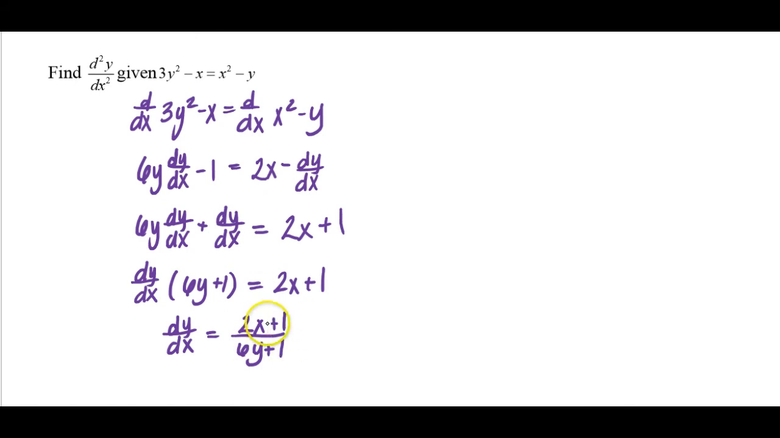Alright, that was the first derivative. We were interested in finding the second derivative, so we're going to have to take the derivative one more time. So what that's going to look like is we're taking the derivative with respect to x of the left side, so dy dx, and we're taking the derivative with respect to x of the right side, 2x plus 1 over 6y plus 1.